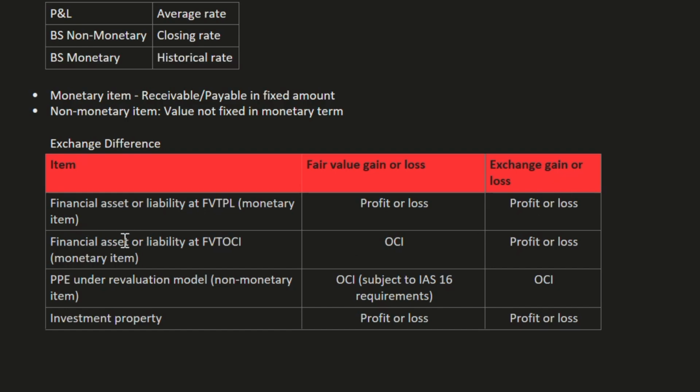Now, a financial asset or liability at fair value through OCI, a monetary item: again the fair value gain or loss goes to OCI and the exchange gain or loss goes to profit or loss. Now PPE under the revaluation model, a non-monetary item: the fair value gain or loss goes to OCI subject to IAS 16 requirements and the exchange rate gain or loss goes to OCI. For investment property, the fair value gain or loss goes to P&L and the exchange gain or loss goes to profit or loss.